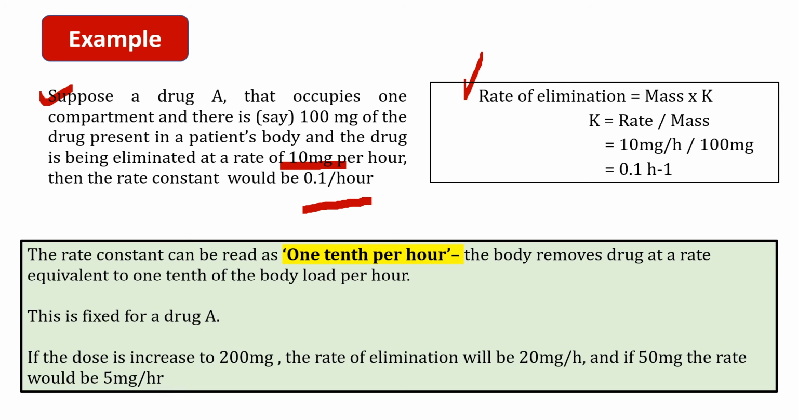That is here I put it, and the mass is 100 milligrams. So the elimination rate constant is 0.1 per hour. So in that case, 10 per hour. So this applies for the drug.